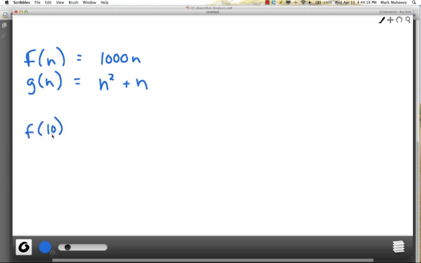So if we plug in 10 for n, well then, let's see, 1000 times 10, that's going to be 10,000. Okay, and if we plug in 10 for g, so let's see, 10 times 10 is 100, plus 10 is 110. Okay, so it looks like g is superior here because, again, we're counting the number of times that some critical operation has been executed, and it seems like the algorithm G is a lot more efficient, right? Because we're doing less processing.